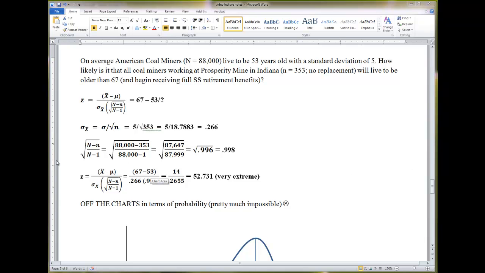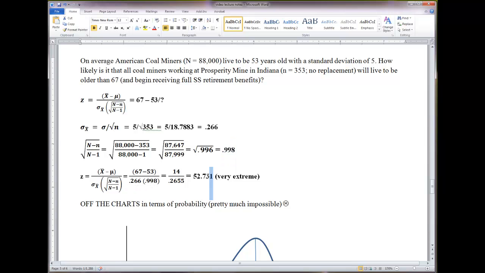So now we want to go ahead and find the z-score. In the denominator, the numerator doesn't change. We already had that information to start. And then the denominator, I say, okay, 0.266 times the correction factor that we just found. And then we end up with 1467 minus 53 divided by this times this times this, 0.2655. 14 divided by 0.2655 is 52.731.